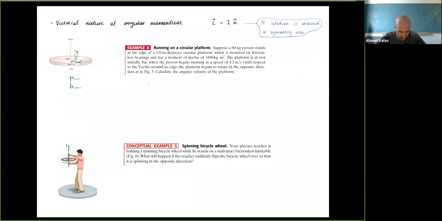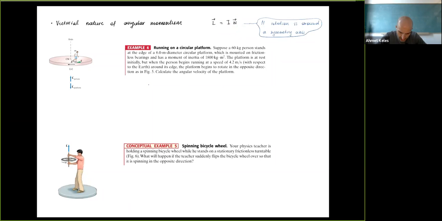The second thing to emphasize is the vector nature of angular momentum. In the previous page, we didn't talk about this, but angular momentum is actually a vector. We show it as a vector over L. When the rotation is around a symmetry axis, then we can write an equation like this: the L vector is equal to the moment of inertia around that axis times the angular velocity vector. We know how to calculate the angular velocity vector from the right-hand rule, so we can determine L from that. Maybe we can go ahead and do this example to demonstrate this.